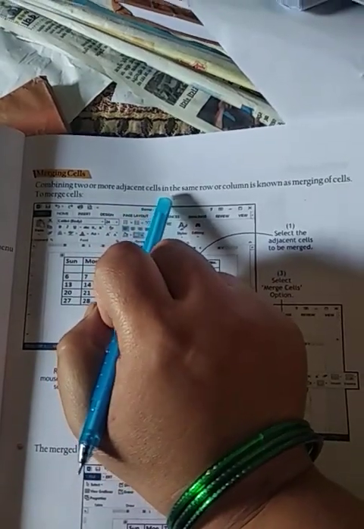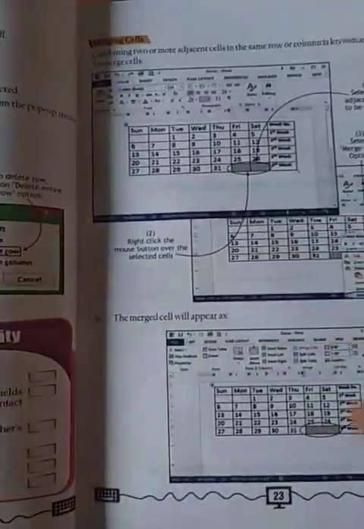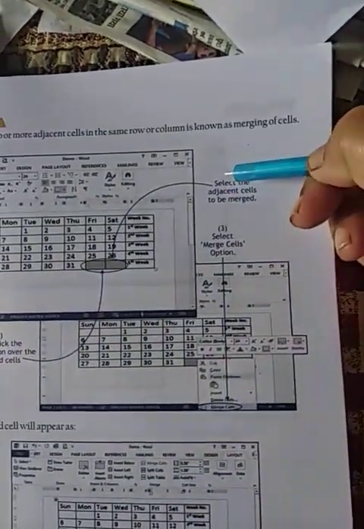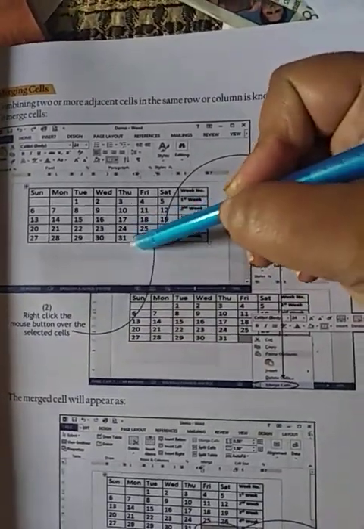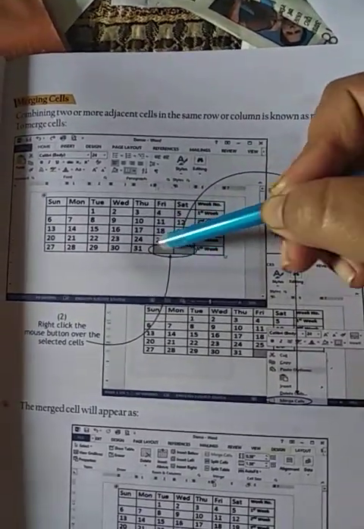So once again, combining two or more adjacent cells in the same row or column is known as merging of cells. Now what do we have to do? Select the adjacent cells to be merged. First we have to select the cells. Here we see you have selected the cells that we have chosen to merge. So we have selected these cells, and then what will we do?